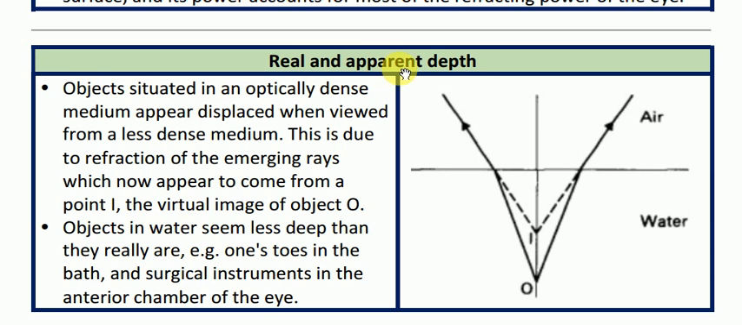Now, real and apparent depth. Objects situated in an optically dense medium appear displaced when viewed from a less dense medium. This is due to refraction of the emerging rays, which now appear to come from a point I, the virtual image of object O.